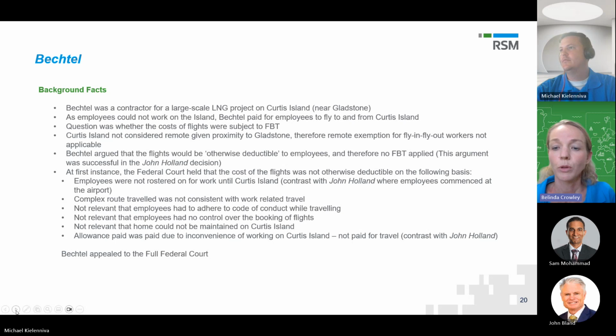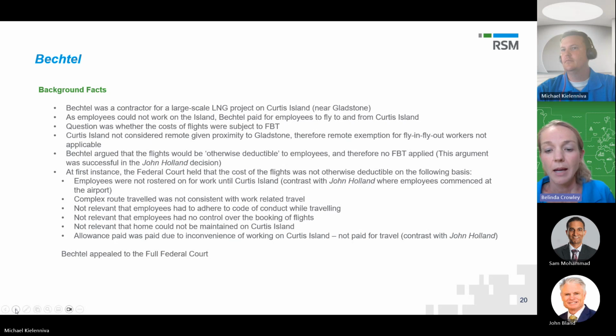Bechtel lost in the Federal Court in the first instance, with the court holding that because they weren't rostered on until Curtis Island, they weren't travelling for work while they were getting to Curtis Island. This contrasted with the John Holland case from a few years ago, where the flights were held to be otherwise deductible. The critical distinction there was that in John Holland, the employees were rostered on at the airport, and that was where they started their work.